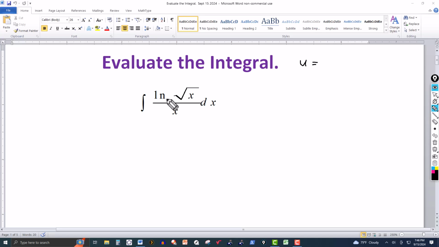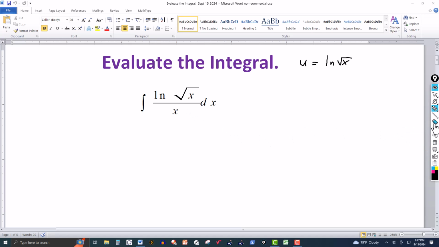You could let u equal ln of the square root of x and go through the regular procedure, find your du, and try to convert this to an integral that involves the variable u. And it's going to work. The answer might look a little bit different than the way I'm going to do it, but if you use properties of logs, you can make both of them look the same. Or you can take the derivative if you want to double check to see if it works.